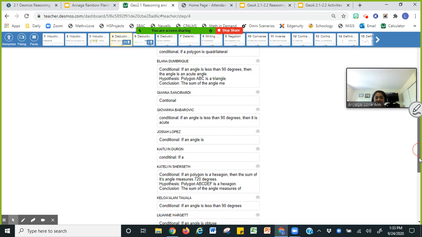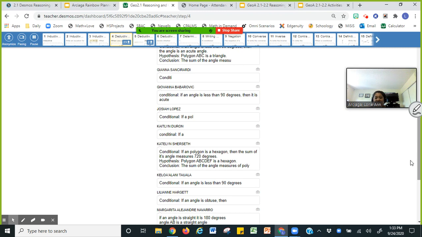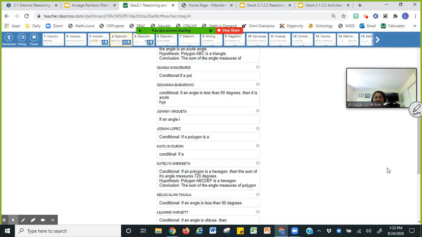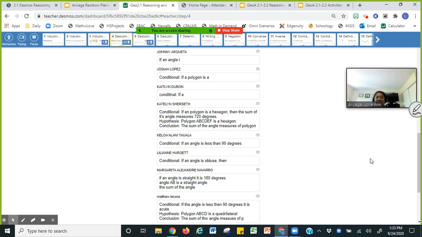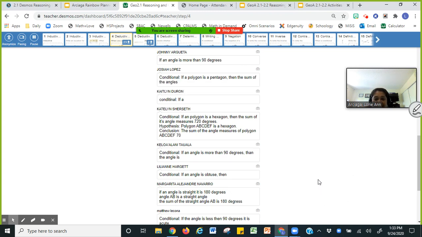Very good. If a polygon is a hexagon, then a sum. Nice one, Caitlin. Polygon ABCDEF is a hexagon. Good job. Awesome. So then the sum of the angles of A, B, C, D, E, F is, so you have to mention the A, B, C, D, E, F in the conclusion. Good job, Caitlin.